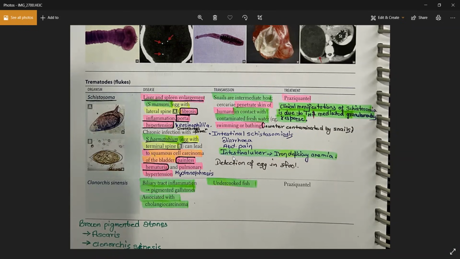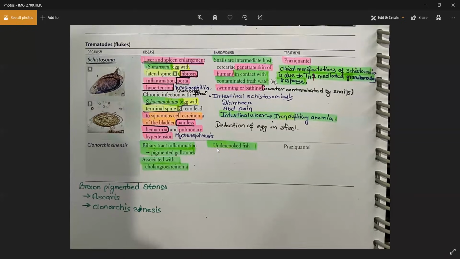Okay, and they can also get the intestinal ulcers, so you can get the iron deficiency anemia. Okay, you can detect the eggs in the stools also. Then the Clonorchis sinensis, which causes one involvement, which is your bile tract. Okay, so you will get the pigmented gallstones.